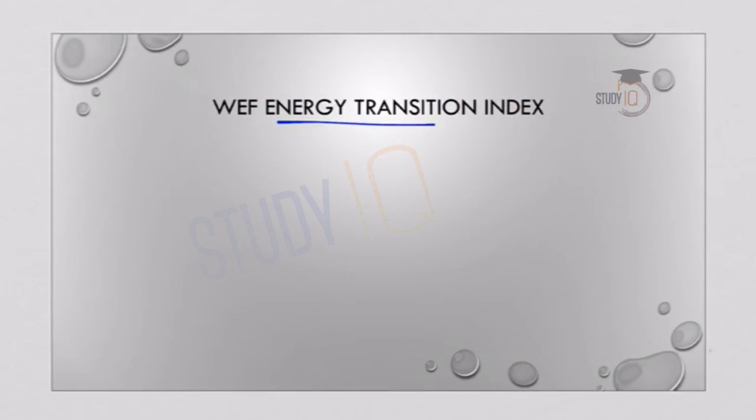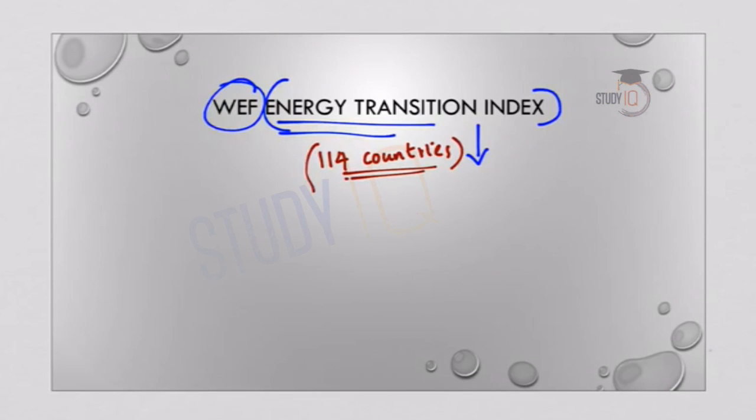Next one is the Energy Transition Index, published by WEF, the World Economic Forum. The World Economic Forum has released the Energy Transition Index, and it is a part of the report titled Fostering Effective Energy Transition. This index ranks 114 countries on how well they are able to balance their energy security and how well they can provide access with environmental sustainability and affordability. The list is topped by Sweden, the second position held by Norway, and third by Switzerland.